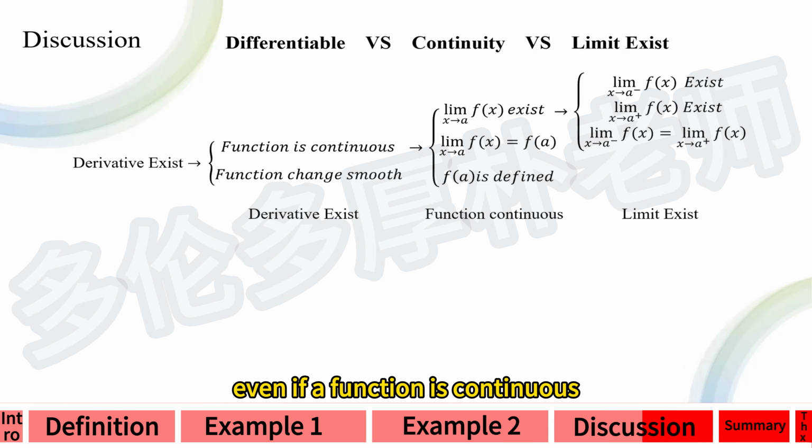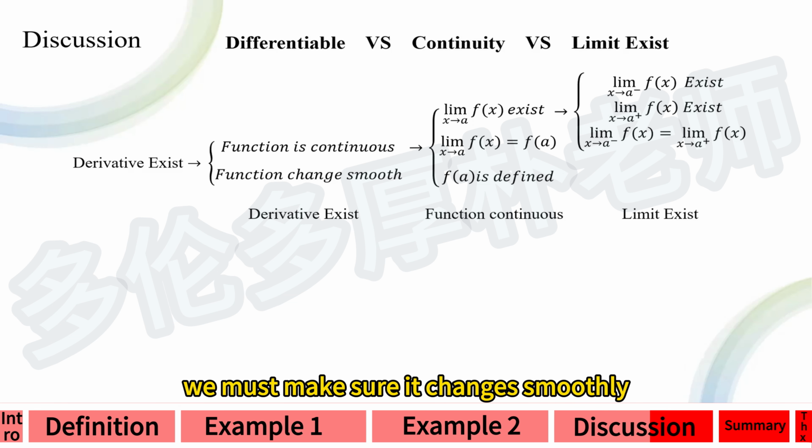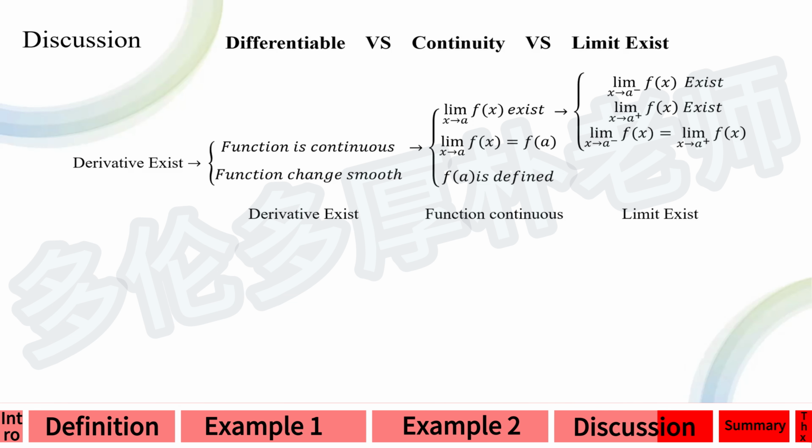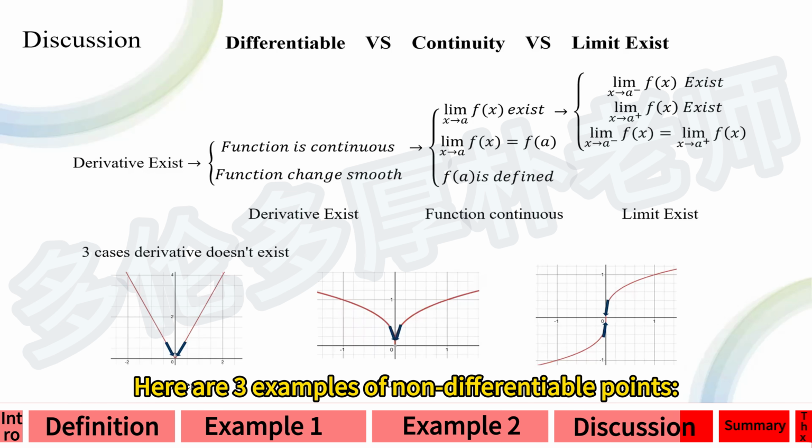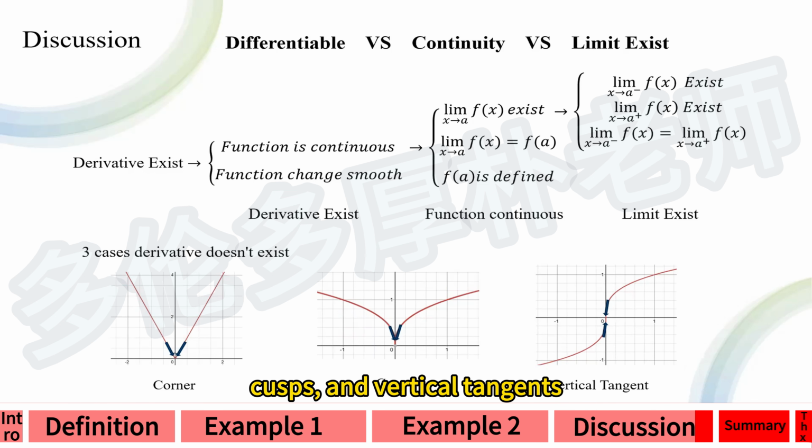However, even if a function is continuous, we must make sure it changes smoothly. Otherwise, the derivative does not exist at that point. Here are 3 examples of non-differentiable points: corners, cusps, and a vertical tangent. At this point, the function changes sharply.